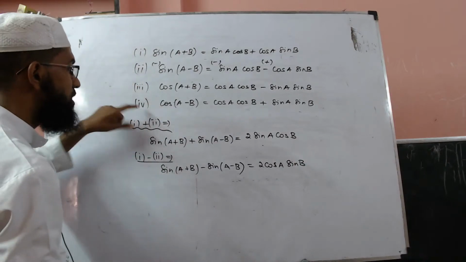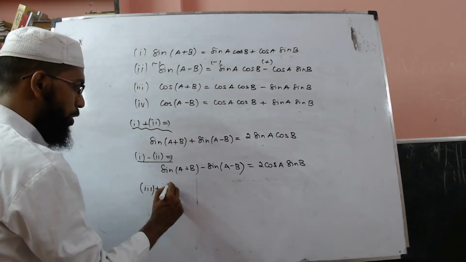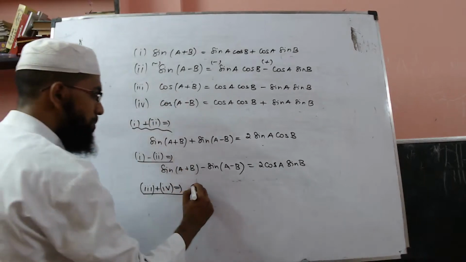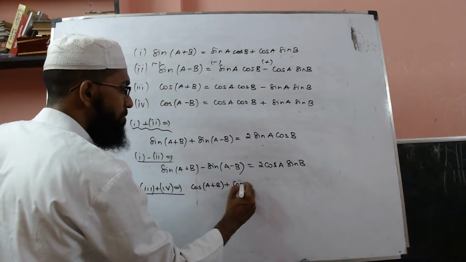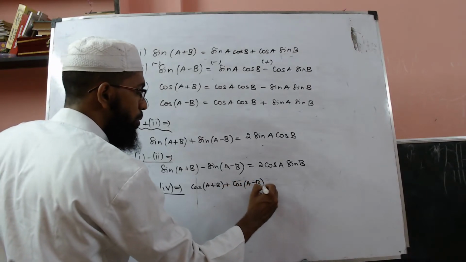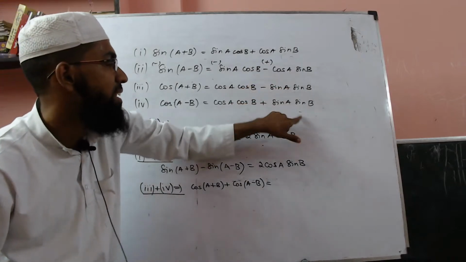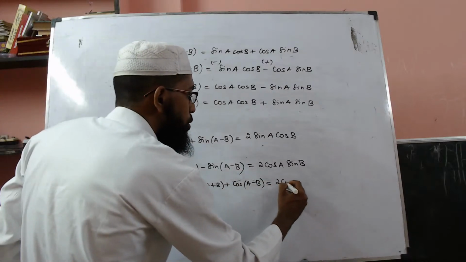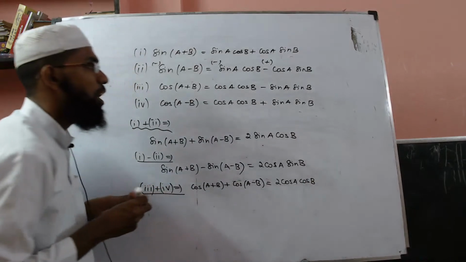Now add these 2, what will you get? 3 plus 4. You will be getting cos of a plus b plus cos of a minus b equal to what? Add these two. The sin a sin b, minus and plus, cancel. Same terms will get added. You have 2 cos a cos b.